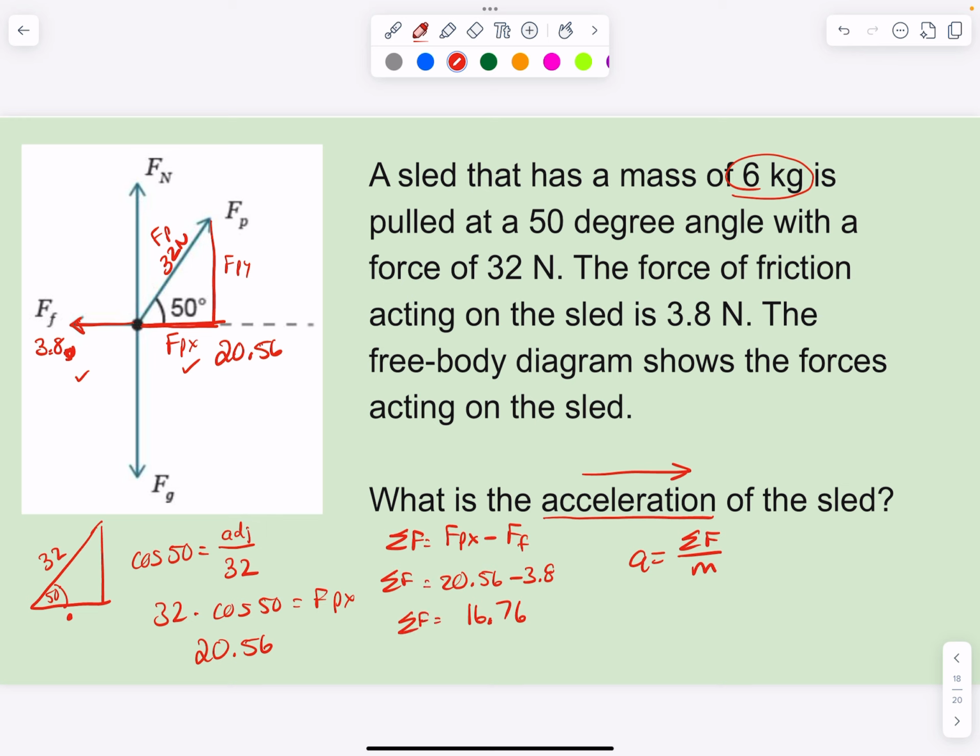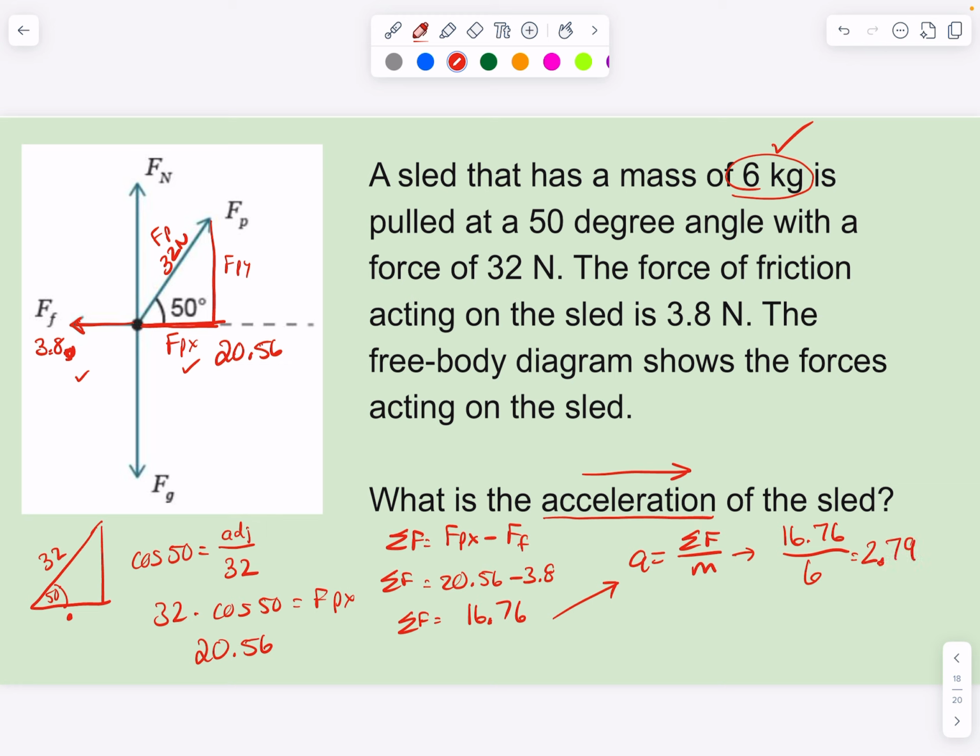Now, if you round at any point here, it's probably going to be okay. I just like to keep the decimals around while I have them because it just helps me keep track of stuff. So now I can use that value to plug it in for the net force, 16.76, and I can divide it by our original mass, which is 6 kilograms there. And 16.76 divided by 6 kilograms is equal to 2.79.